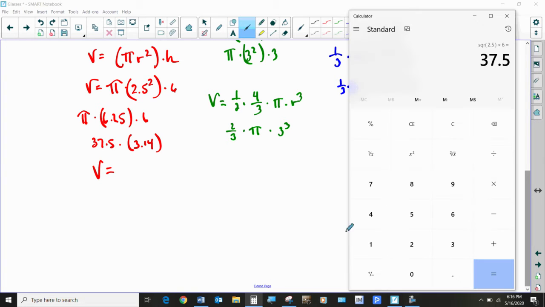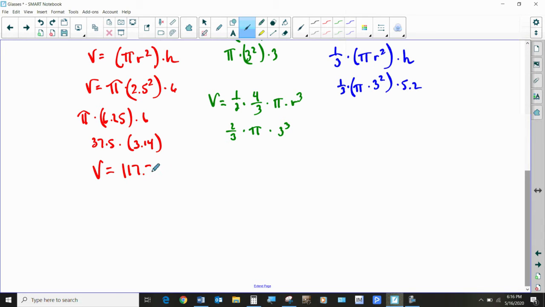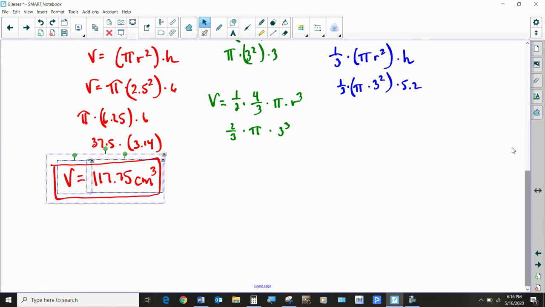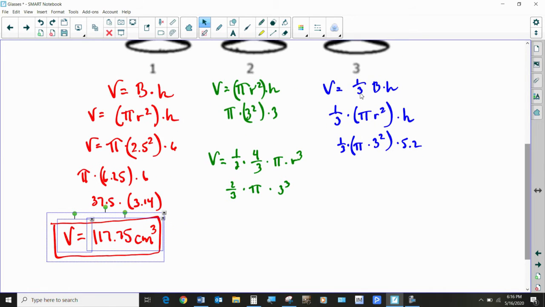how many cubic centimeters? Let's multiply times pi. 3.14 is 117.75. So 117.75 cubic centimeters. I will draw a box around that. And maybe I should move all this over a little bit so we have room for this guy. Okay, this one's going to require a little bit more room.